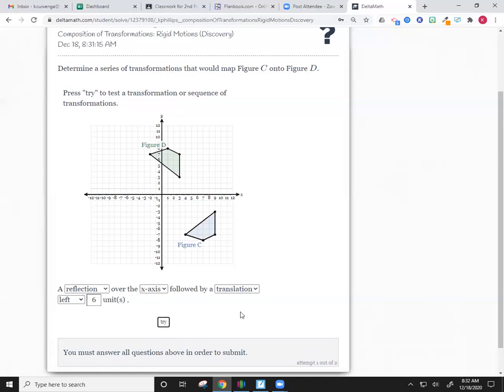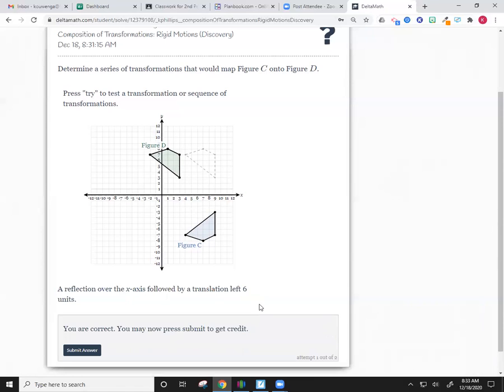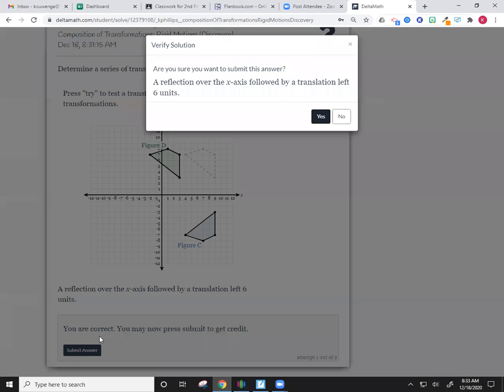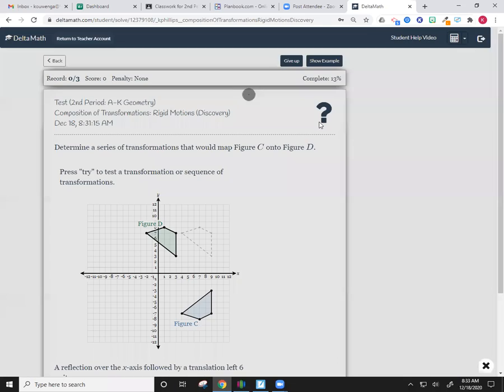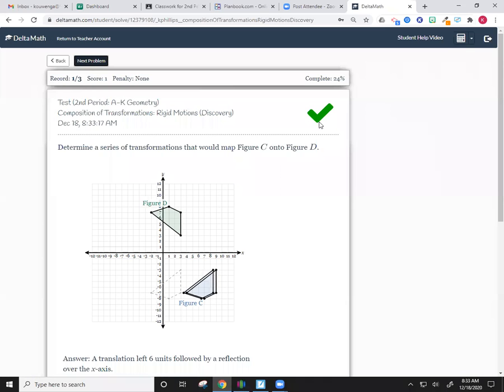So I hit try again. It flips it, then scoots it, and it matches up. It says you are correct. You can keep hitting that try button over and over again. The nice thing is it lets you experiment and figure things out. Once you're ready, go ahead and hit submit, and then it shows you how it all works.